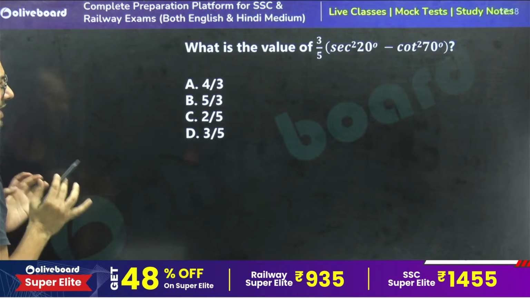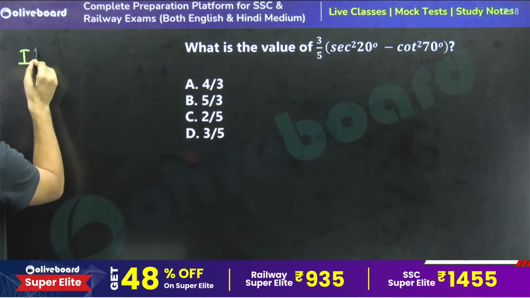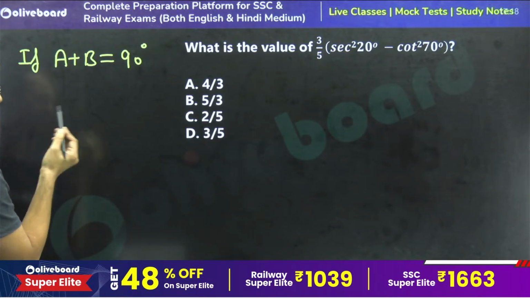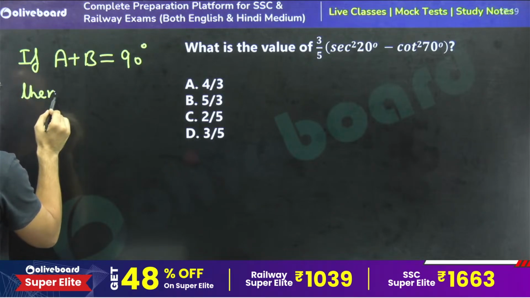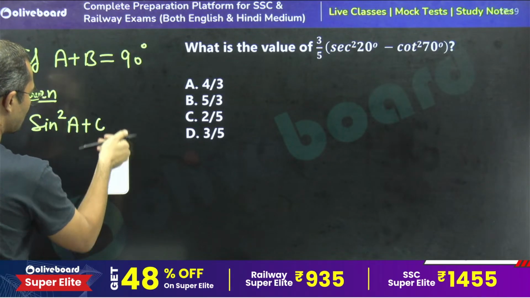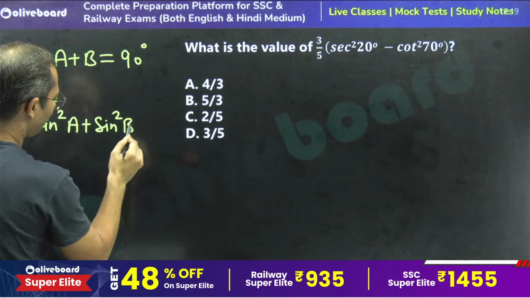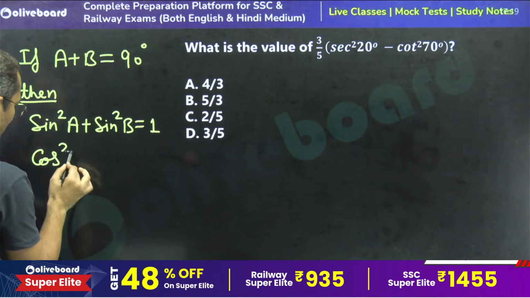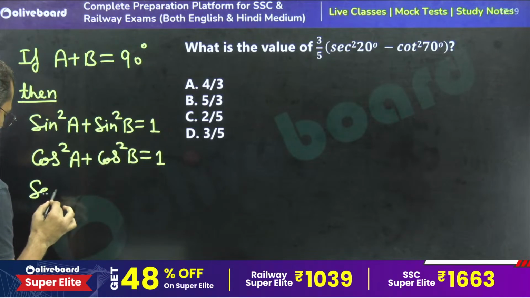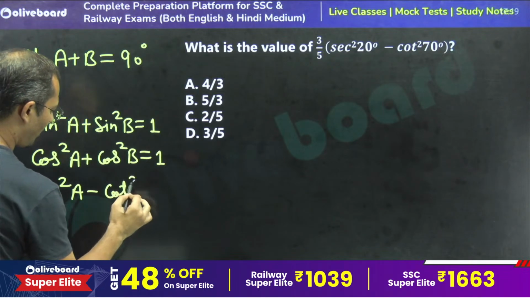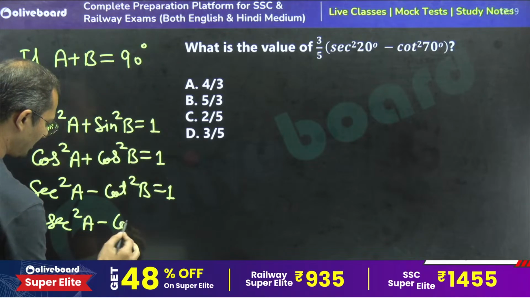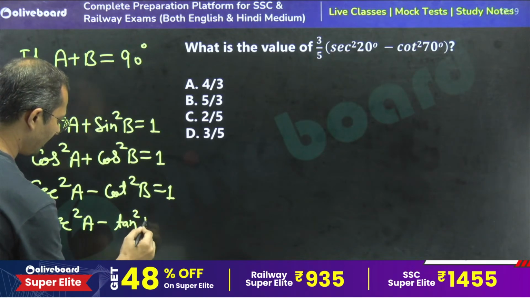So let me tell you one thing. We must know that if A plus B is equal to 90 degree, if the sum of any two angles is equal to 90 degree, then the result is sine square A plus sine square B is equal to 1, cos square A plus cos square B is equal to 1, and sec square A minus cot square B is equal to 1, and cosec square A minus tan square B is equal to 1.